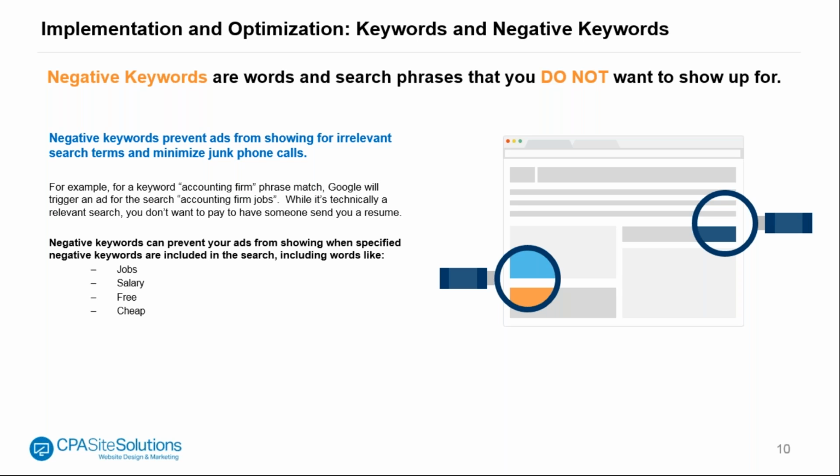So for example, say a keyword accounting firm on phrase match, Google will trigger an ad for accounting firm jobs on that search. And while it's technically relevant, you don't want to have to pay for someone to send you their resume. So what you do is you add a negative keyword that says jobs or salary or even the words free and cheap, so that anytime those words are used, your ad does not show up and you don't get that type of traffic, which is not quality traffic in your case.